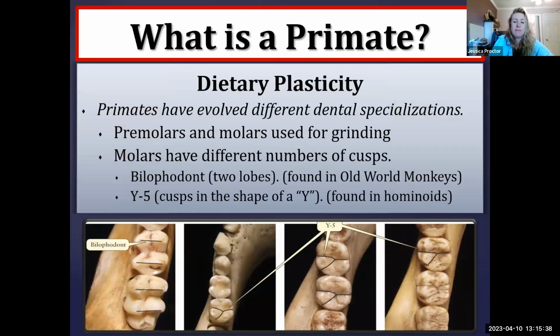When we get into the different infraorders, we'll talk about primate dental specializations. Primates have evolved to have different dental specializations. The teeth in the front of the mouth are called incisors, and the teeth in the back of the mouth are called the premolars and the molars. If you're looking at diet, the premolars and the molars are going to be more useful in reconstructing what that primate might have eaten. If you look at the molars and see bilophodont ridges like that, that's something you see only in the Old World monkeys, and the Old World monkeys are going to be mainly folivores.